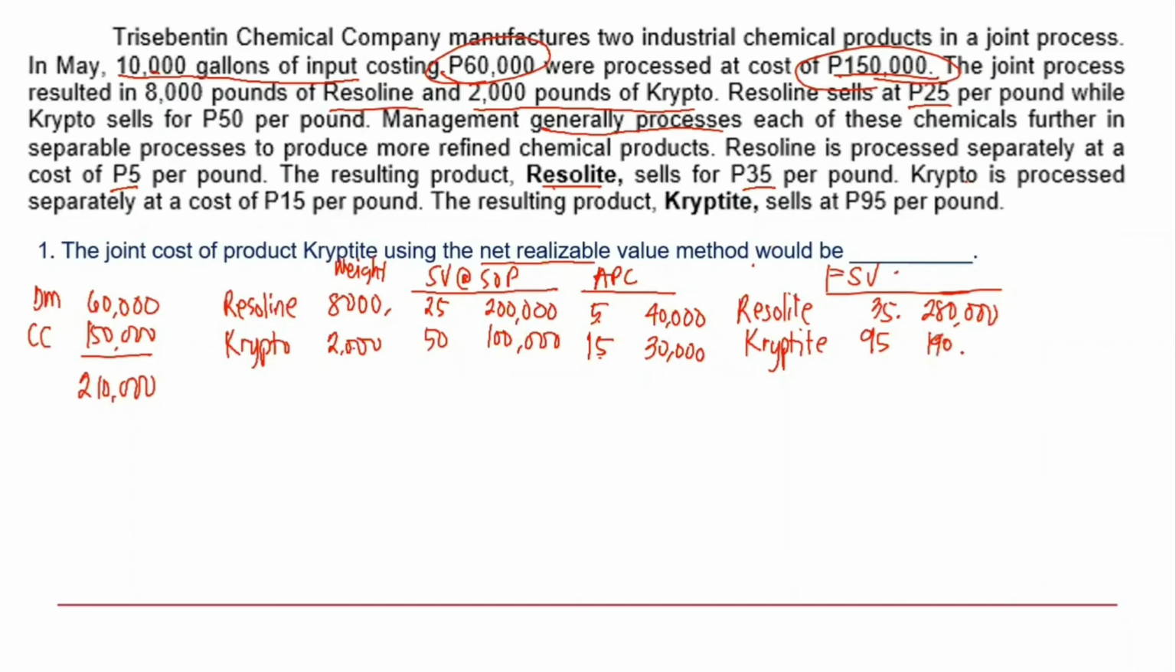Is this our basis? No, because it's NRV. So it should be the final sales value minus the additional processing cost. So how much is our NRV? 280 minus 40, it's 240,000. And 190 minus 30,000, it's 160,000.